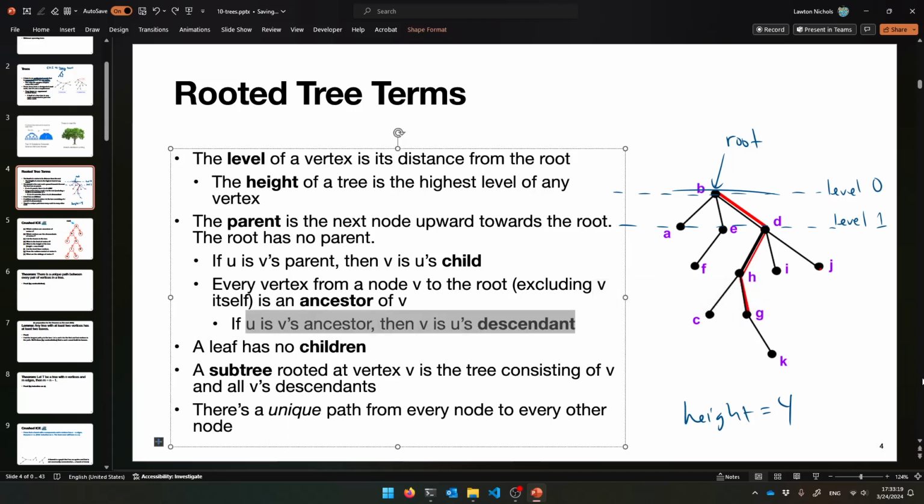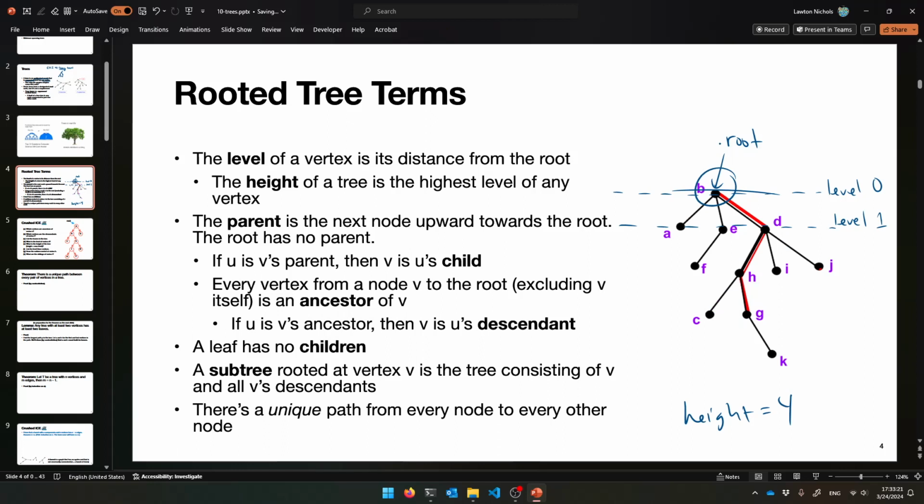And so the opposite of that is the descendant. So like everybody is a descendant of B. The descendants of D are all these guys. I think you can imagine. Okay. I has no descendants. H has 3 descendants. Just the opposite perspective of ancestor.